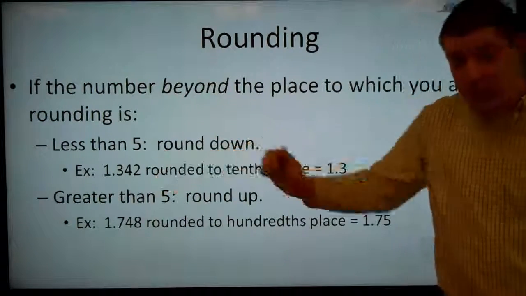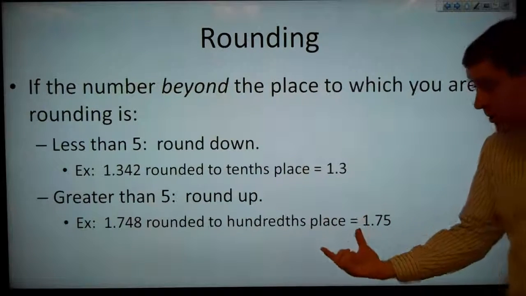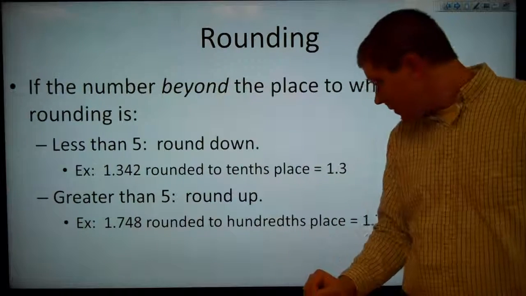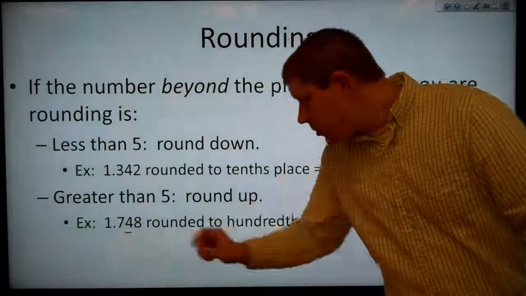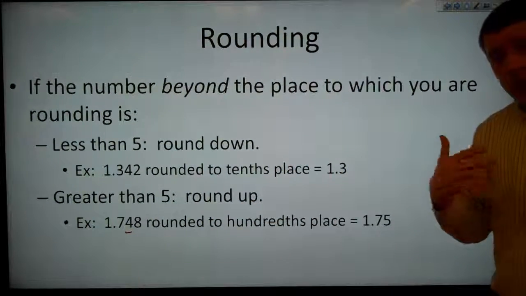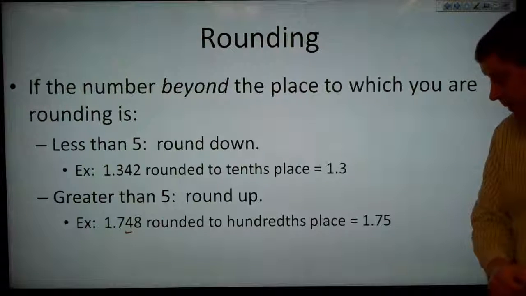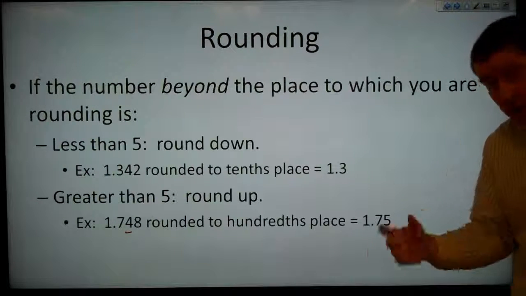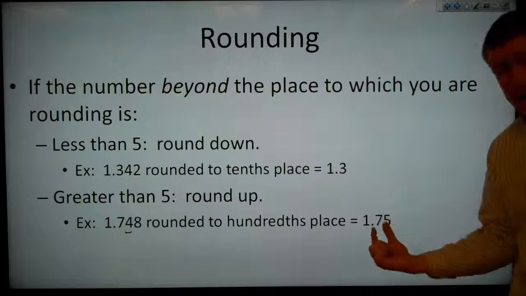So 1.748 rounded to the 100th place. Now we're rounding to the place where the 4 is. That 8 is higher than 5, so we're going to round that 4 up to 5. Note that you only round once. You shouldn't be rounding this 5 up again.